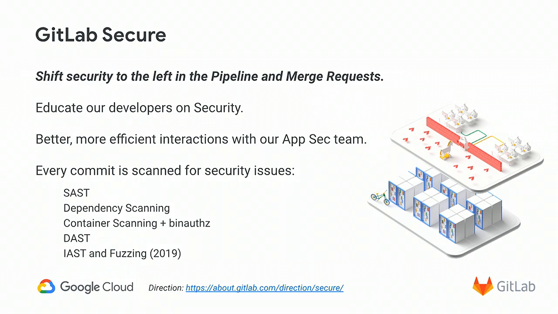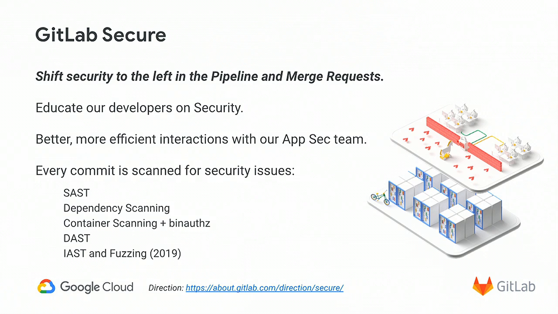We want to be able also this year to add IAST and fuzzing. If you want to take a look at the roadmap, there is a link at the bottom of this slide. You can also reach out to us. We are an open core company. We are completely transparent. Our roadmap is public. You can check that out directly online.